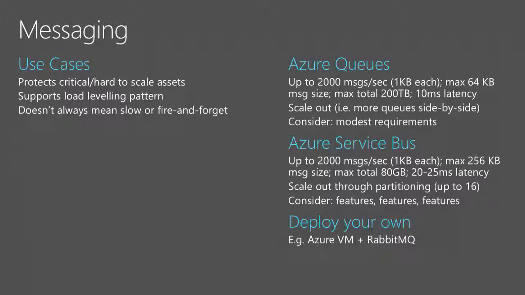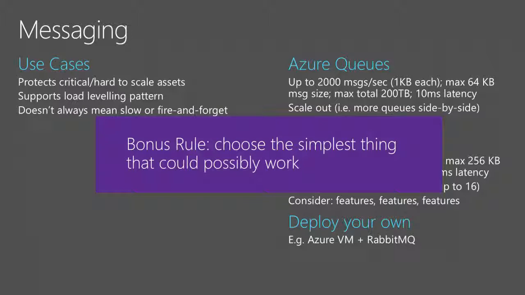Azure queues, you get what it sounds like. It is a queue. Service Bus is a messaging platform. It does pub sub, it does filtering, it does different delivery guarantees, it does dead lettering. So how do I choose between the two? Have a look at the documentation, but check out the bonus rule. Choose the simplest thing that could possibly work. So if all you need is literally a queue, just use Azure queues.